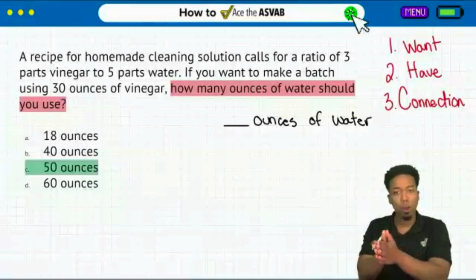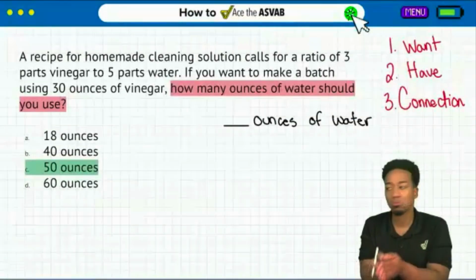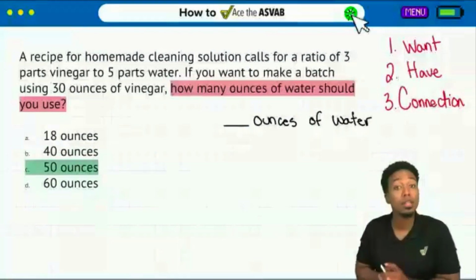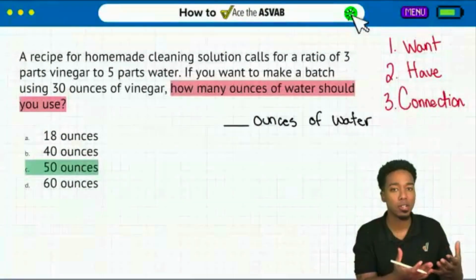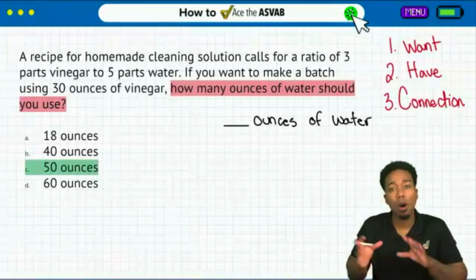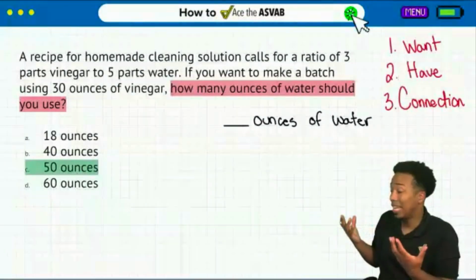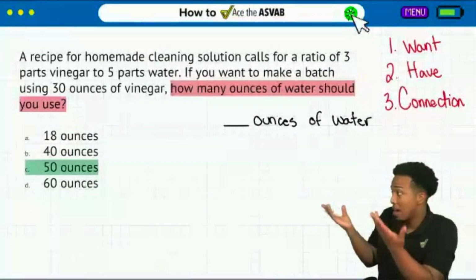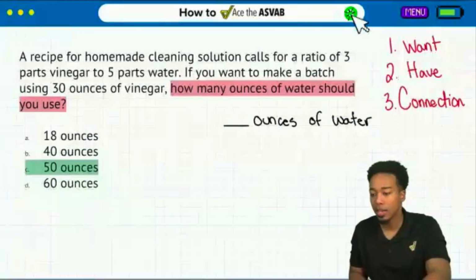You just start off identifying the goal. Now that we know what the goal is, a certain number of ounces of water, the next thing we're going to do is go ahead and read through the information so we can understand all of the potential ways that we are relating to the number of ounces of water that we're looking for. So let's go ahead and take that next step.